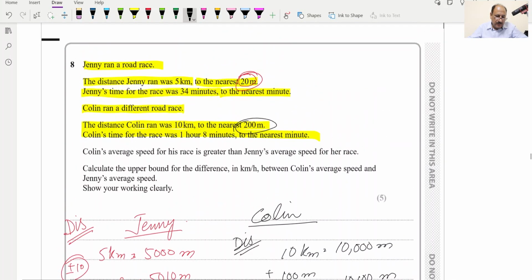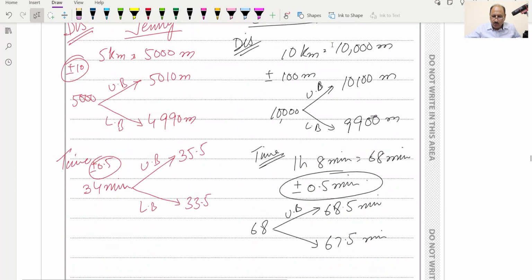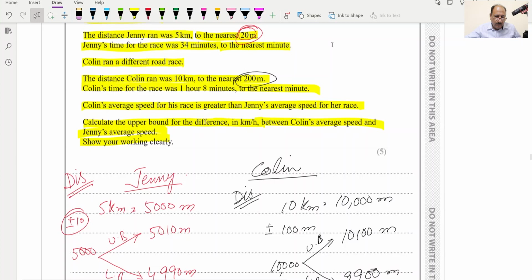Now they are saying next that Colin's average speed for his race is greater than Jenny's average speed. So this is also information they have provided. Calculate the upper bound for the difference in kilometers per hour between Colin's average speed and Jenny's average speed. Show your working clearly also. We know that Colin's average speed is greater, so we need to calculate the upper bound for the difference.